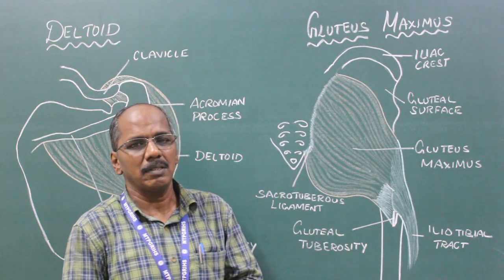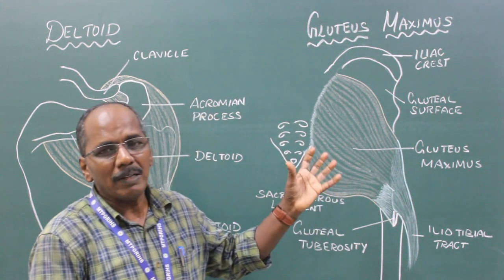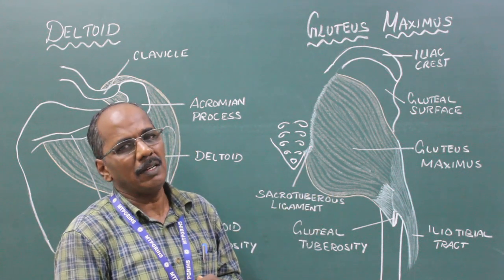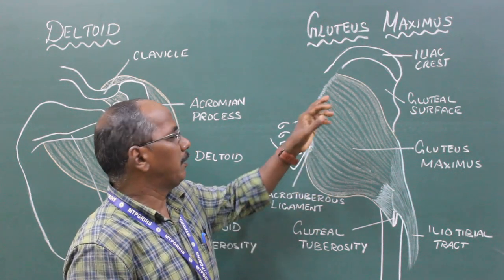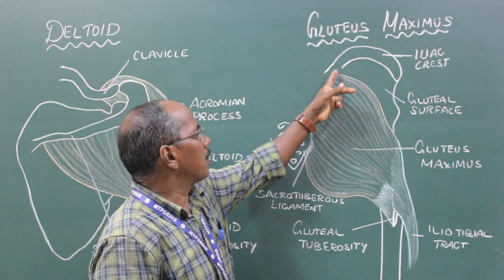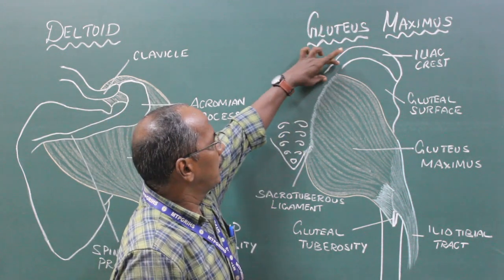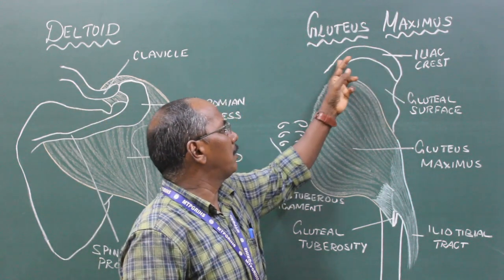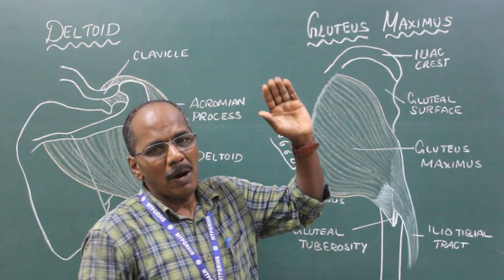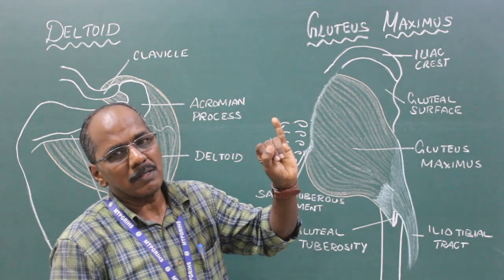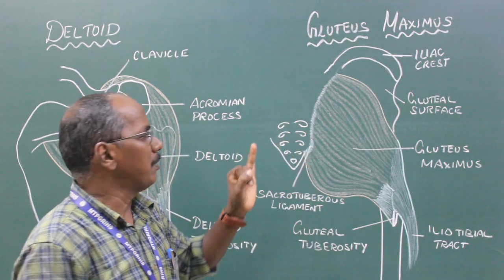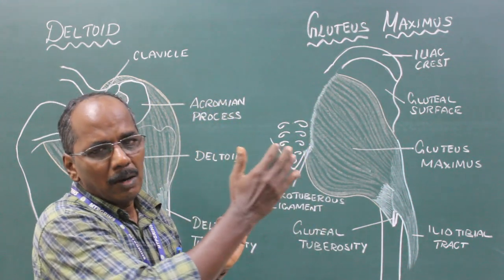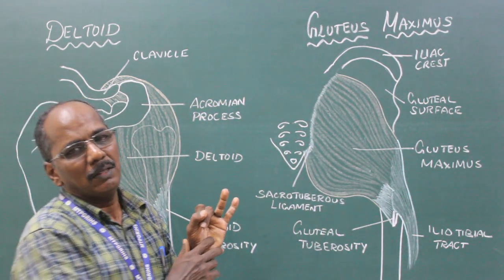Gluteus Maximus. It is a huge or bulky muscle present in the gluteal region. Origin. It arises from number 1, the outer sloping surface of dorsal 1/3 of the iliac crest. This is ventral 2/3 and this is dorsal 1/3. So outer sloping surface of dorsal 1/3 of iliac crest. Number 2, from the gluteal surface posterior or behind the posterior gluteal line.